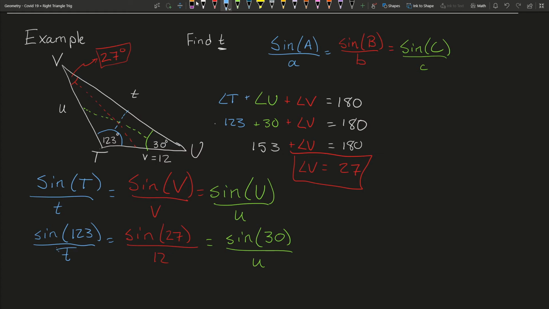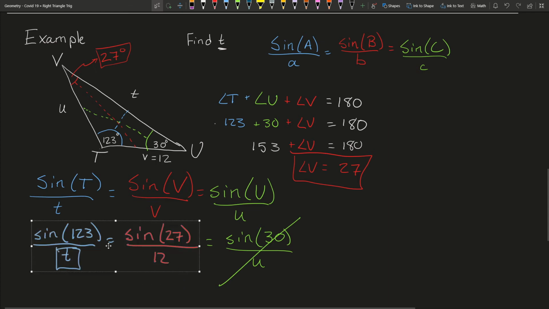So the only unknown that we should have in our expression is that angle t. Okay, so with that in mind, we can get rid of anything and everything that has another unknown in it. Okay, so red is totally filled out, so we can keep that. Green, though, is not, so we should get rid of it. And then we have that the sine of 123 over t is equal to the sine of 27 over 12.